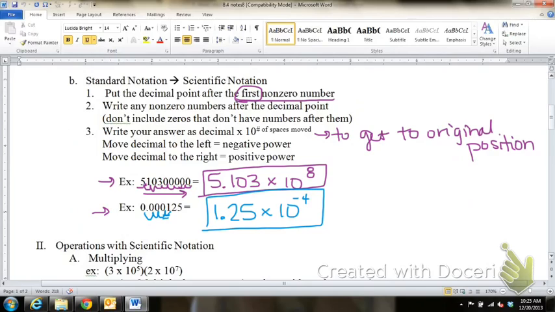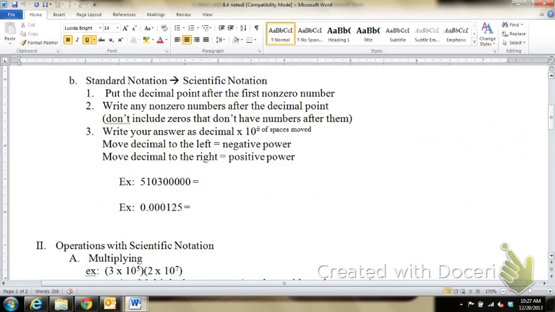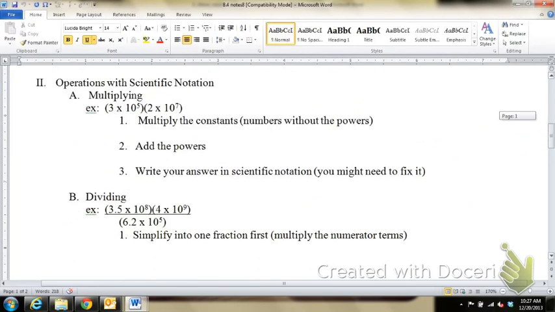Also, if you have a positive power, you're going to wind up with a very large number with zeros at the end. And if you have a negative power, you're going to wind up with the zeros in the front. You're going to have a very small number. That's just helpful to know if your number is in the right form or not. Okay, so that's writing standard notation and scientific notation. Now let's do some operations with it. So we're going to do some multiplying and dividing.